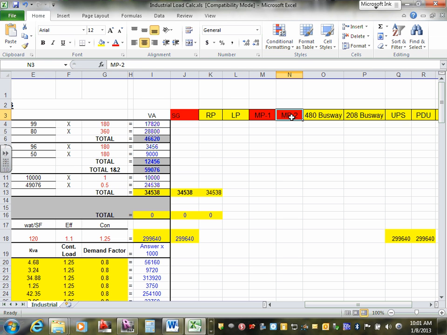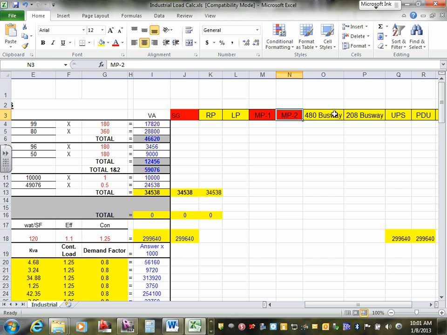Any mechanical equipment in the first floor will be fed from the mechanical panel 1. Any mechanical equipment in the second floor or the roof will be fed from mechanical panel number 2. Can I have thumbs up, Chad? We understand how we're going to do it? Because you have to make a decision with what's going to be fed from what.